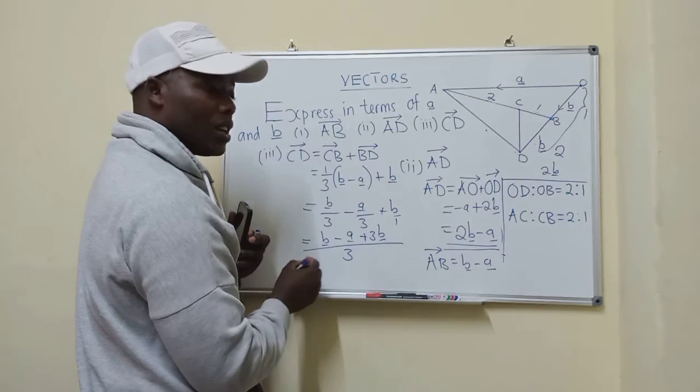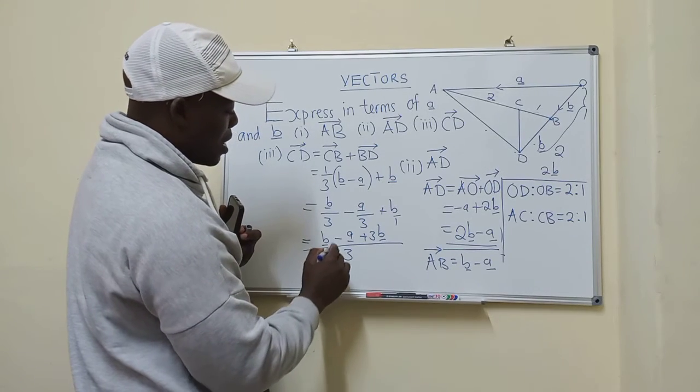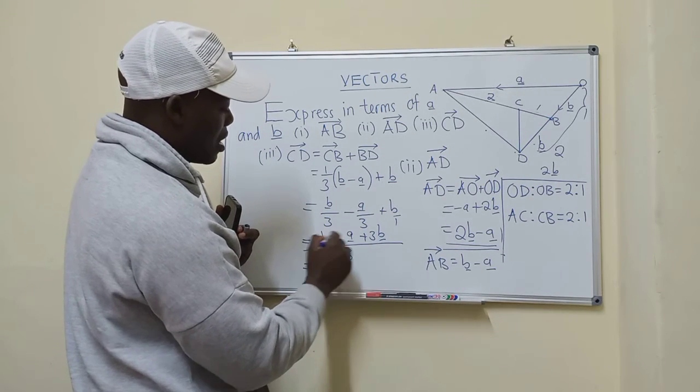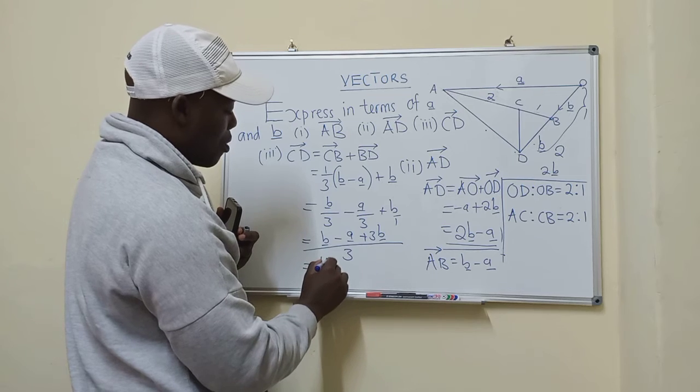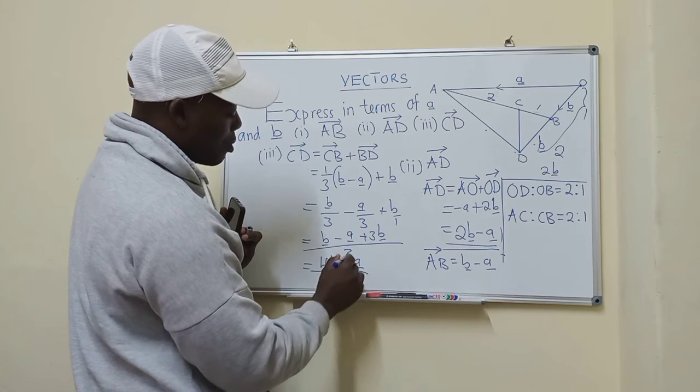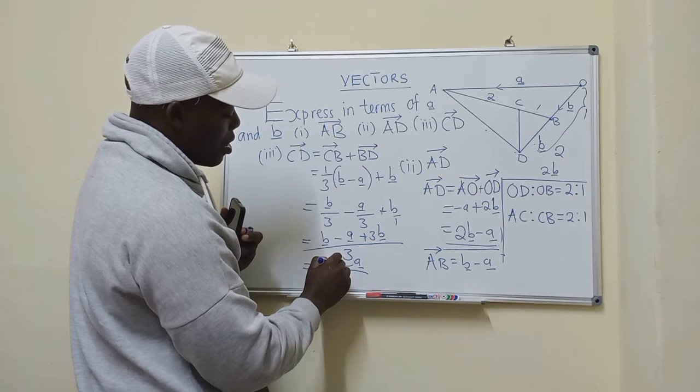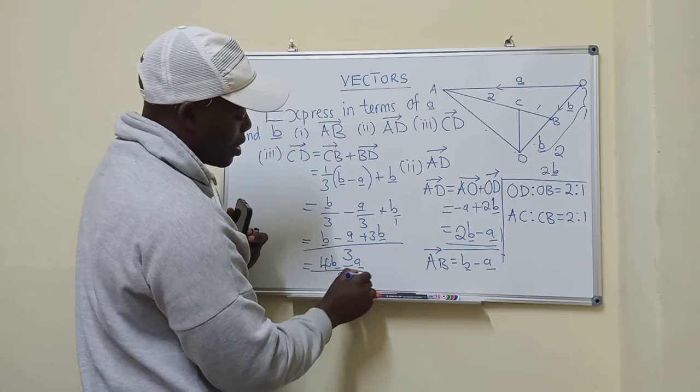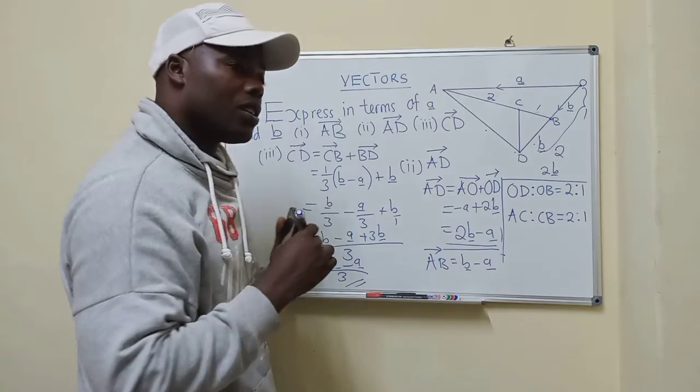Is that clear? So now, we can even arrange our work. Here, this and this, it will be 4B over 3, minus A over 3. So 4B minus A over 3. So this is our answer.